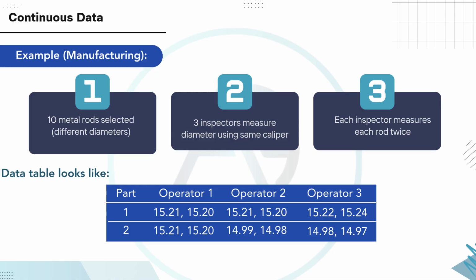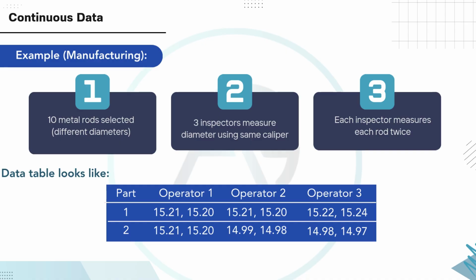Step 2. Then we have 3 inspectors, or appraisers, who will measure the diameter of these rods using the same caliper. It's important that the same measurement instrument is used to ensure consistency across readings. Step 3. Each inspector will measure each rod twice. This repetition is key to assessing the repeatability of the measurements within each operator, and also helps evaluate the consistency across operators.